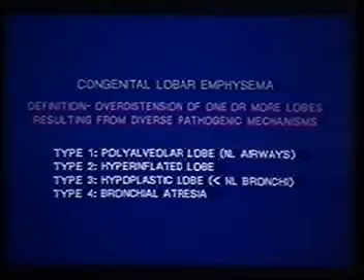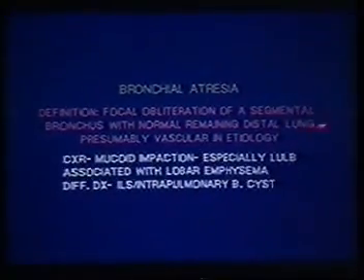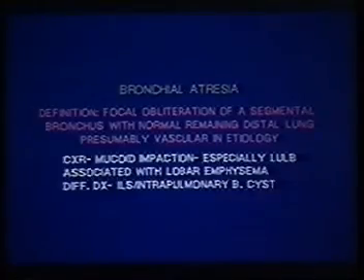We can define bronchial atresia as focal obliteration of a segmental bronchus with normal remaining distal lung. This is presumably of vascular etiology. What happens is you have a blind-ending bronchus, typically to the left upper lobe, behind which the lung is normal, although it tends to be hyperaerated. What we see on a chest X-ray, first defined or best defined by Dr. Felson some time ago, is typical of mucoid impaction, especially in the left upper lobe, associated with lobar emphysema.